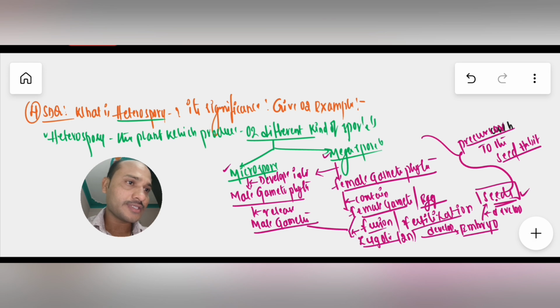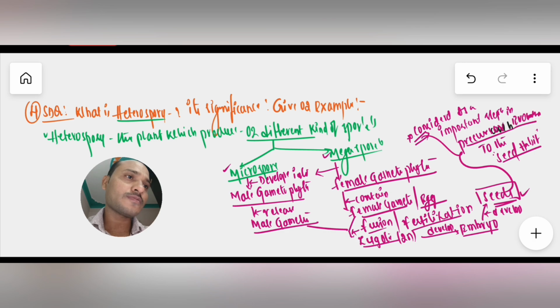Because seed develops from the embryo, and the embryo develops from the zygote formed by the female gamete with the male gamete. So these events are the precursor to the seed habit. One more point you need to write: these events are considered an important step in evolution.